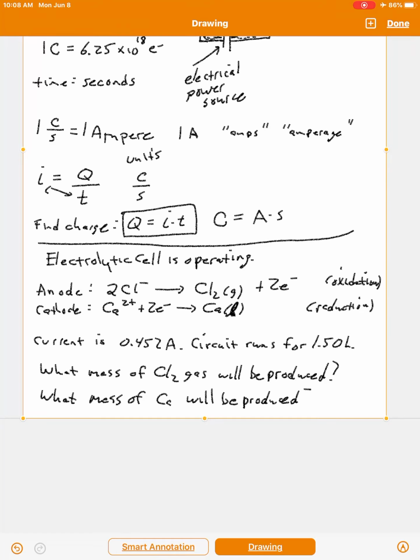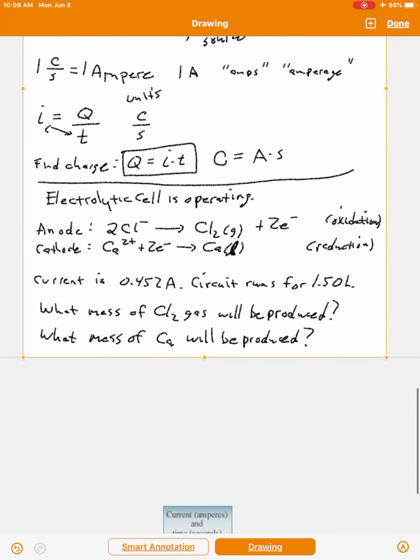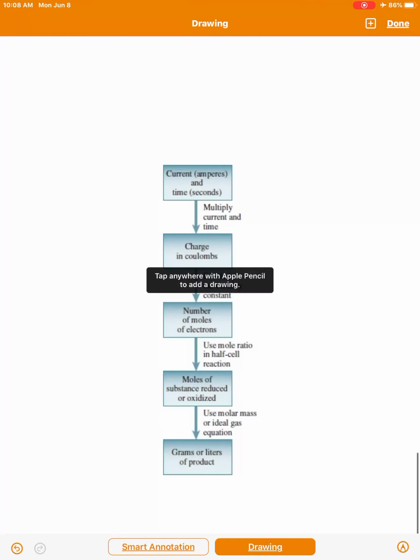But these are industrial type processes. It is very common in industry to use electrolytic cells, to use electrolysis, in order to produce masses of materials that are generally not naturally found. Calcium is so reactive to oxygen and water that you don't find it in nature as a metal. You find it bound up as an ion in ionic compounds. Chlorine gas, same thing. It's very reactive. It tends to react with a lot of different things, so you don't find chlorine gas in nature either, very little of it.